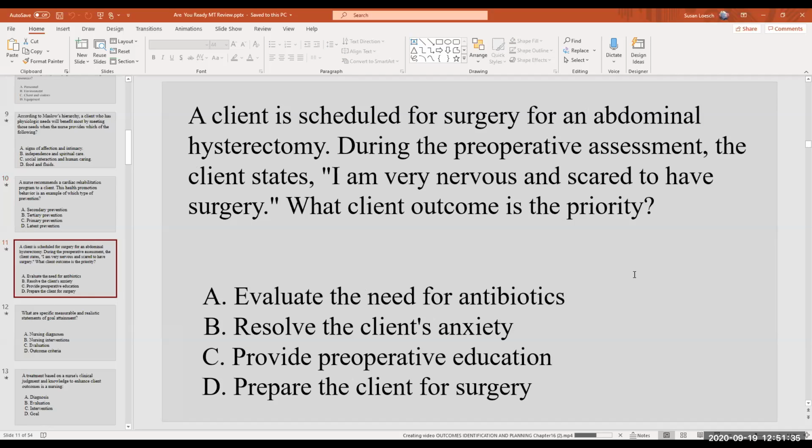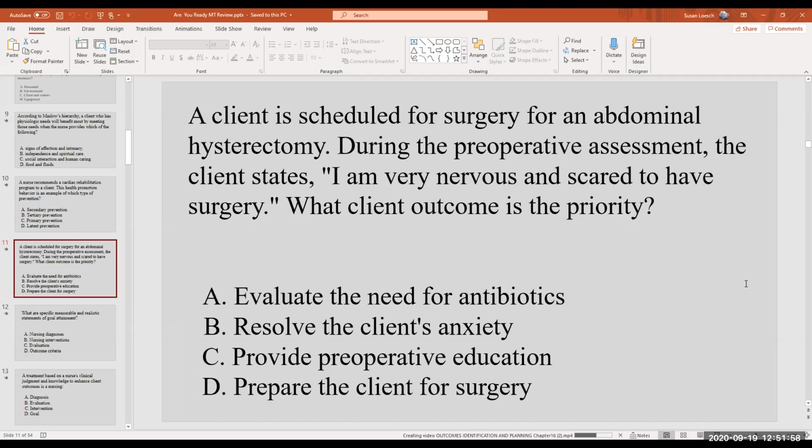Okay, client is scheduled for an abdominal hysterectomy. During the pre-op assessment, the client states, "I'm very nervous and scared to have this surgery." What client outcome is priority here? B. The anxiety. Okay, good. It's B. Good. All right.